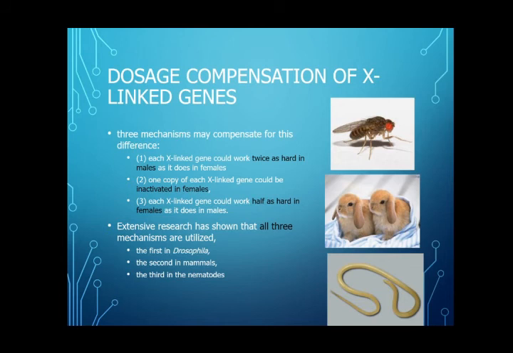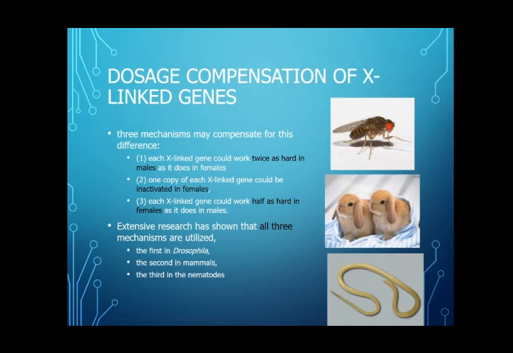For example, 1. Each X-linked gene could work twice as hard in males as it does in females. Because you have just one, the X must work doing the job of two X's. Number 2, one copy of each X-linked gene could be inactivated in females. One has to be inactivated in females to make it equal, because males only have one. Okay, females have two, so one has to be inactivated.